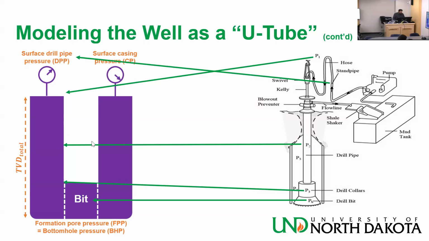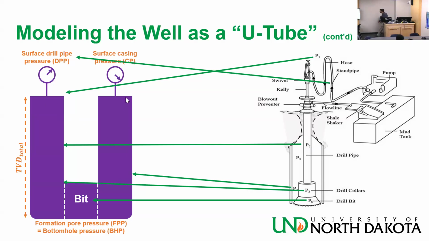This is how they are used for making hole, to make the well. And then you're at the bottom of the well, bottom hole pressure. You want it to be equal to the formation pore pressure so that you are doing it right. You are balanced. And then you have P4.